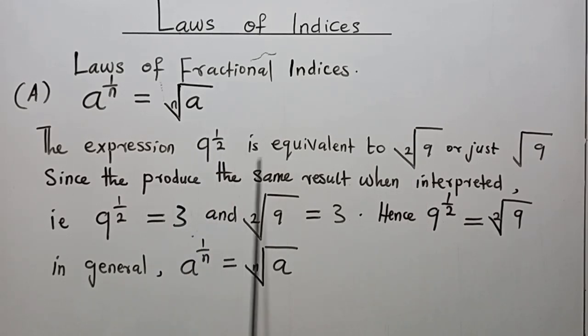It means that the two of them have equal values. That is, this and this have equal value. What do we mean?